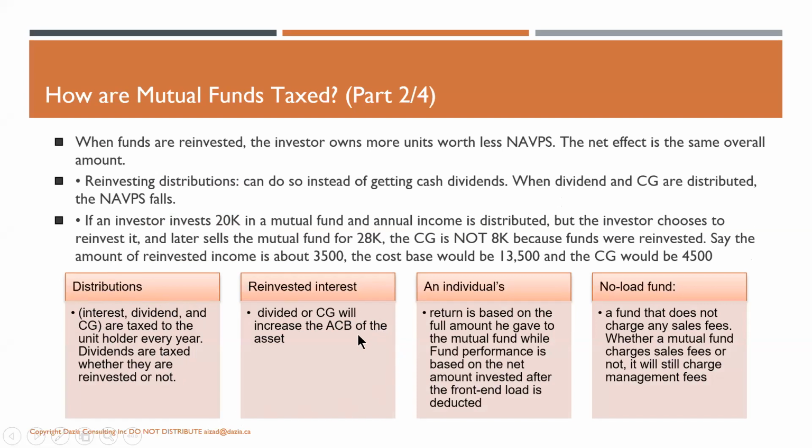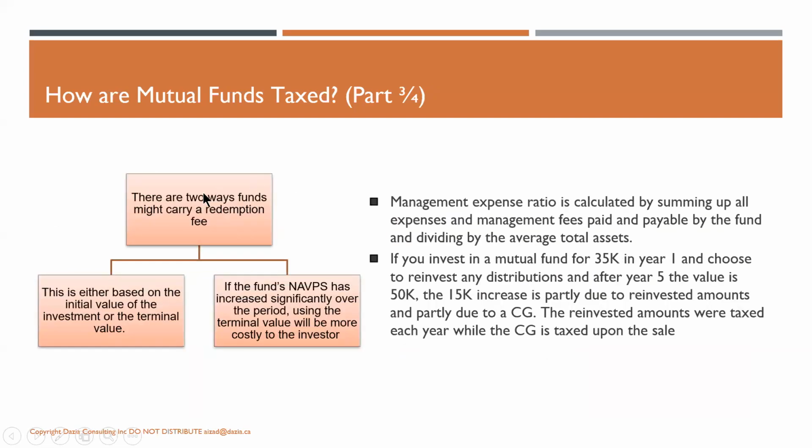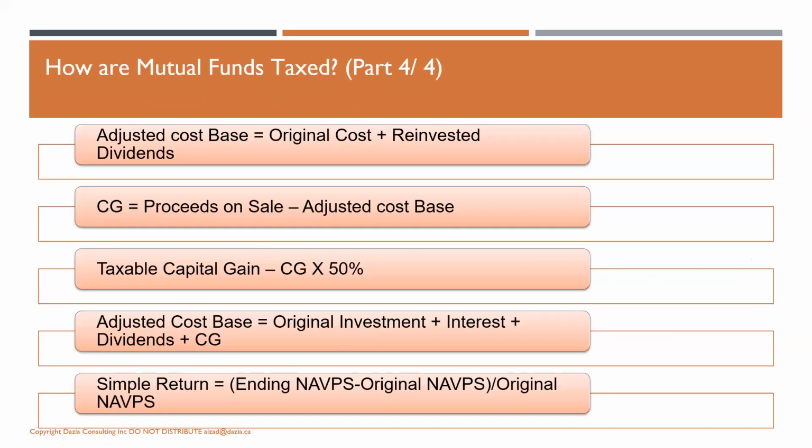And dividend or capital gain will increase the ACB. So you have to add it to the ACB. We'll do this calculation later on. Right now, just keep this in mind that you do need to add it. You need to adjust your cost basis. I think we'll go through this later on in chapter 6.